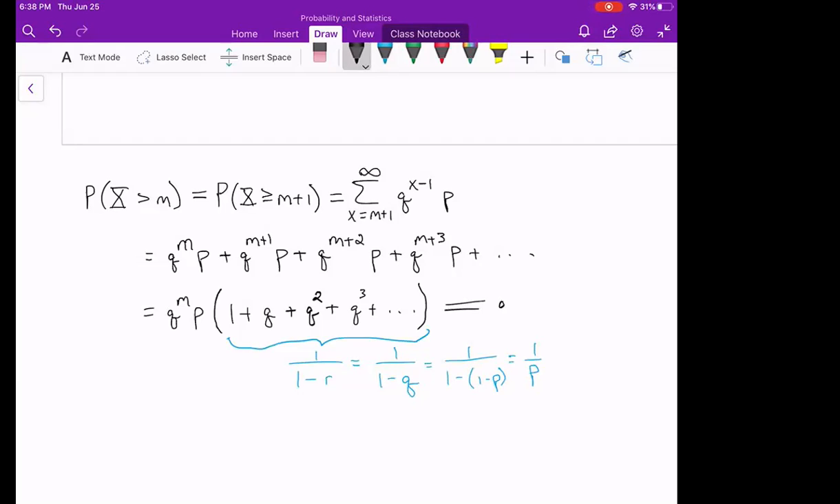Which means we have Q to the M times P times that infinite sum, which is equivalent to 1 over P. And lo and behold, we get Q to the M. Now this is great because this holds for any integer M. I'm going to go back up and make use of this fact that we just derived. So the probability x being greater than m is Q to the M.